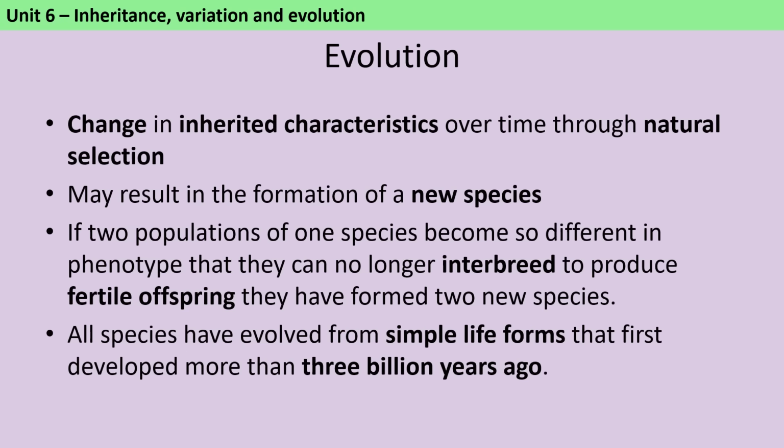In GCSE biology, the term evolution refers to a change in inherited characteristics over time as a result of natural selection, and it may result in the formation of a new species if two populations of one species end up becoming so different to each other because of evolution that they're no longer able to interbreed and produce fertile offspring. We now believe that all species evolved from simple life forms that first developed more than 3 billion years ago.